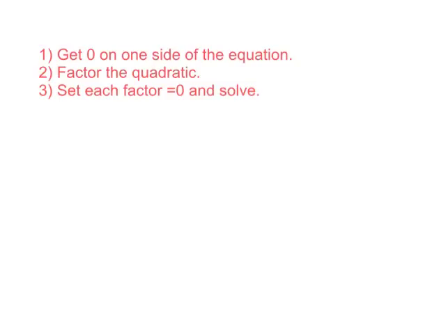To solve a quadratic equation by factoring, first we're going to put it in that ax squared plus bx plus c equals 0 form. So we will get 0 on one side of the equation. Then we'll take the quadratic that's on the other side and we'll factor it.